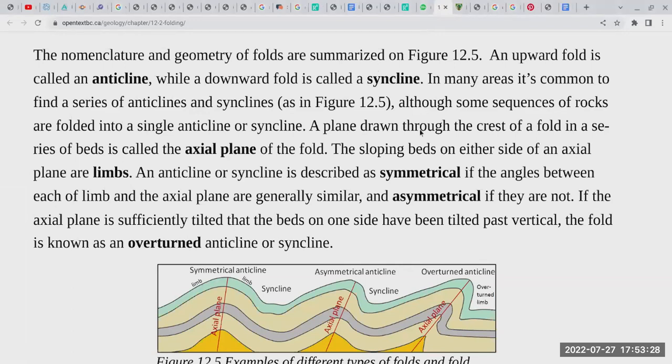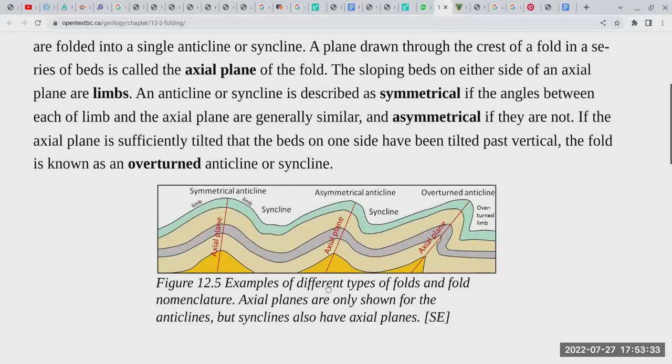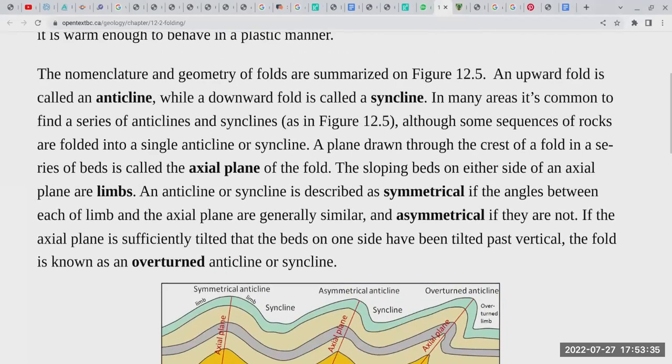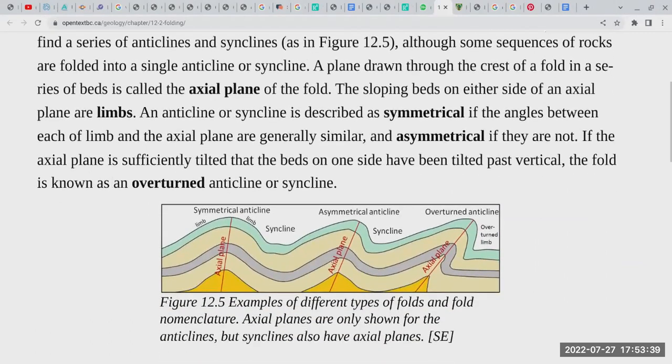The nomenclature and geometry of folds are summarized right down here. So, an upward fold is called an anticline. See it here? Upwards. Anticline.